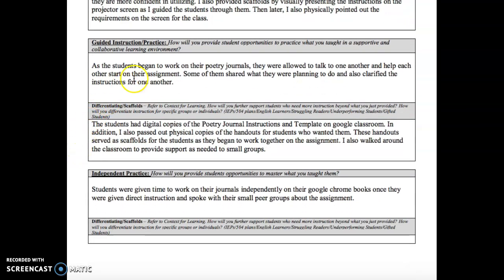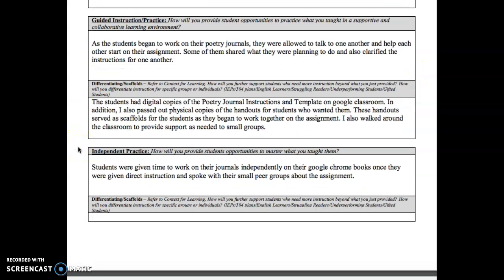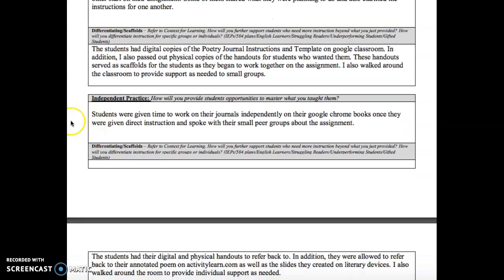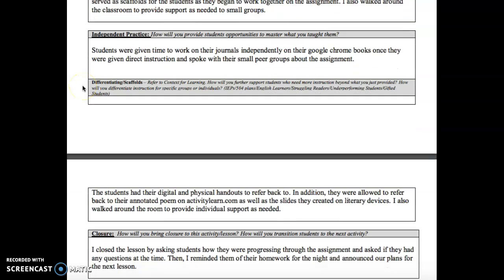And again, here's some guided practice. So as they began to work on the poetry journals, they were allowed to talk to one another. So getting help from each other in the classroom is a great way to have guided practice. As the instructor walks around is probably a good thing to add here. The students had digital copies of the poetry journal instructions and template on Google Classroom. Great, so this is another example of scaffolding and examples.